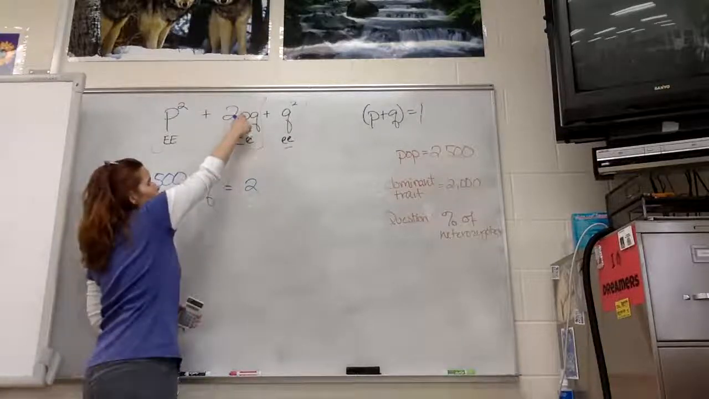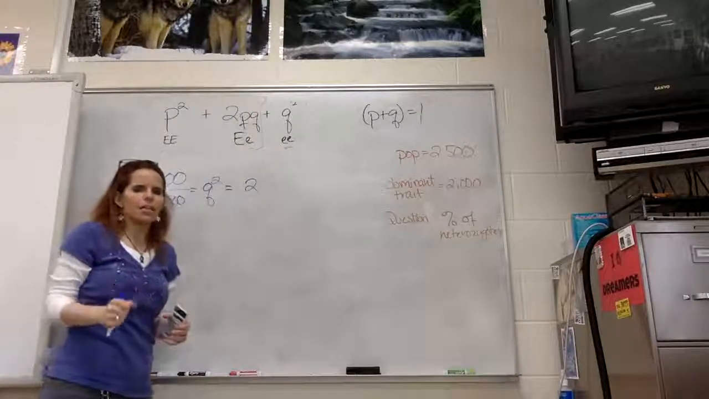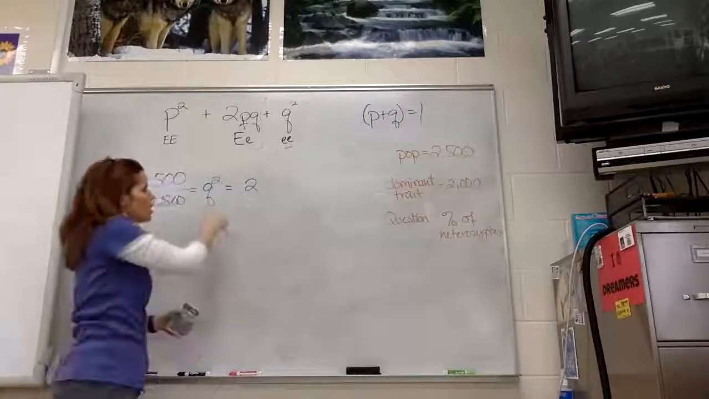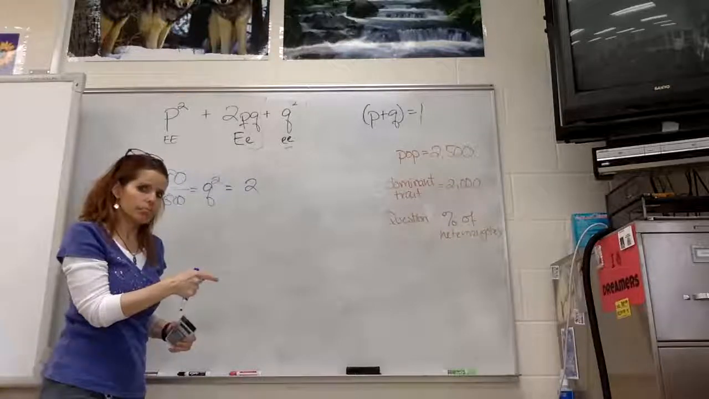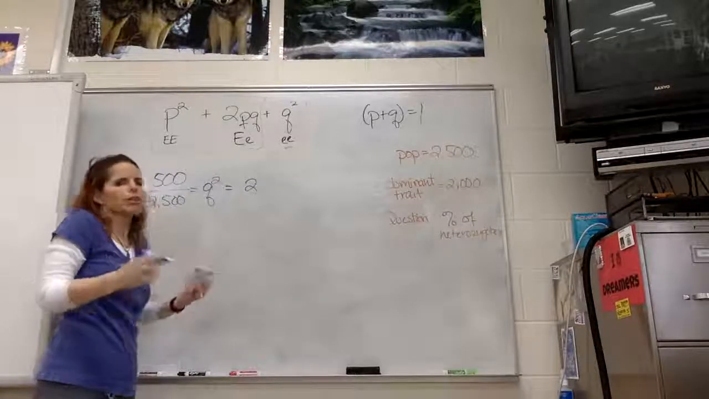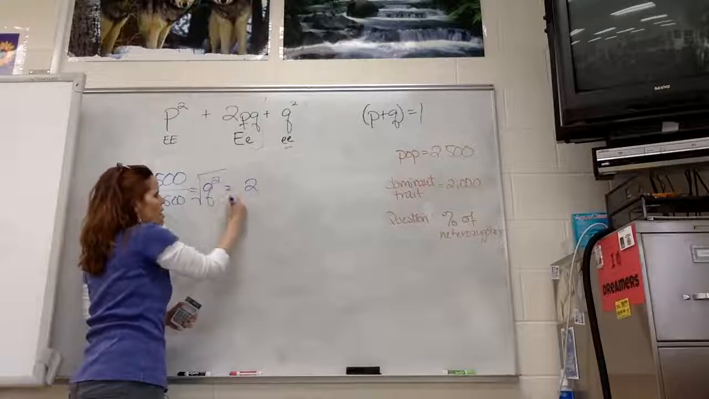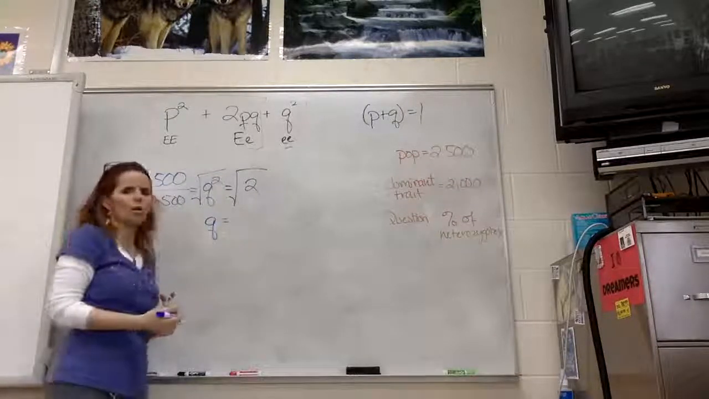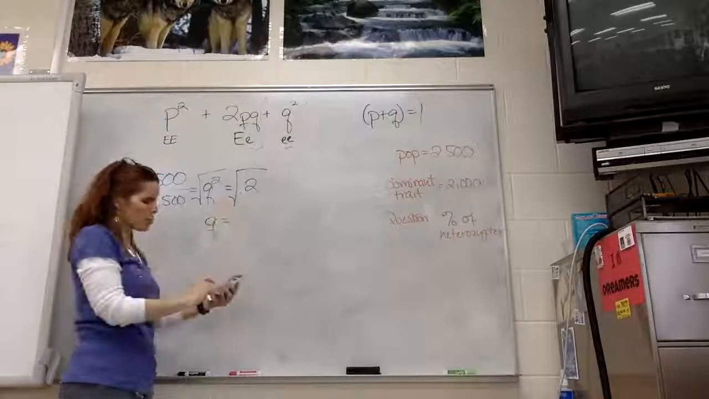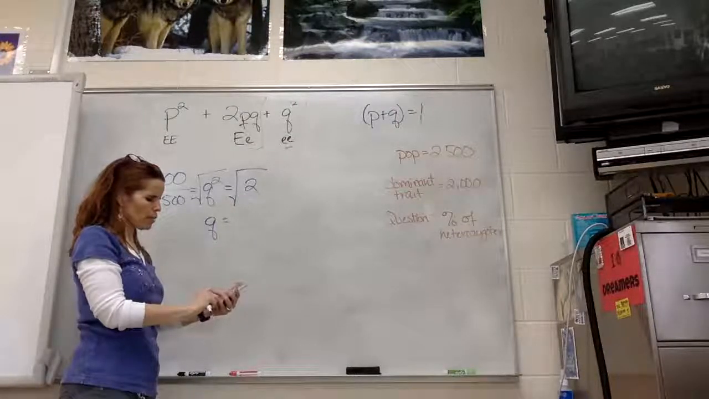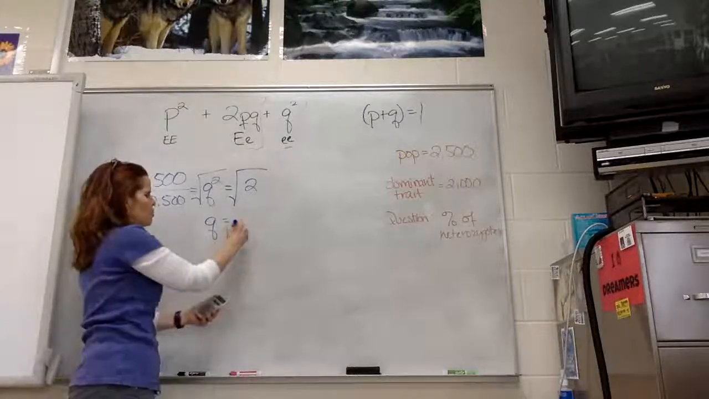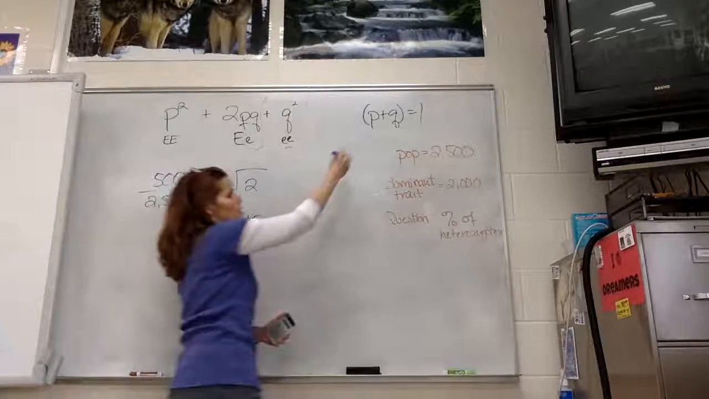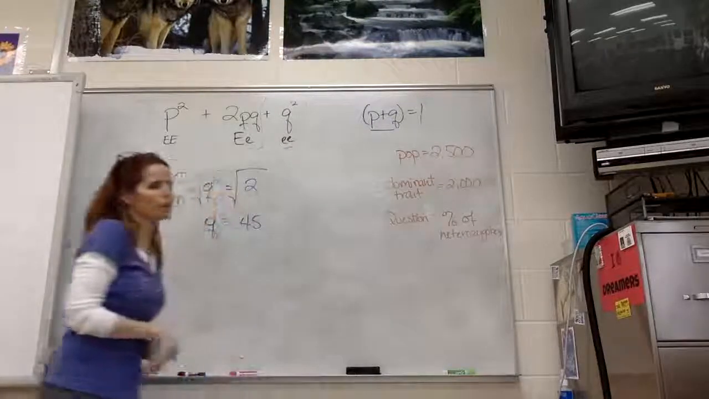We need p and q by itself. So we remember that p plus q equals 1. Keep that in the back of your mind, okay? So if q squared is 0.2, what's q? Well, you take the square root of both sides of the equation. So if you take the square root of a square, you end up with just q all by itself. And then you take the square root of 0.2, and I got to turn my calculator on, 0.2 square root, 0.45. Q is 0.45.